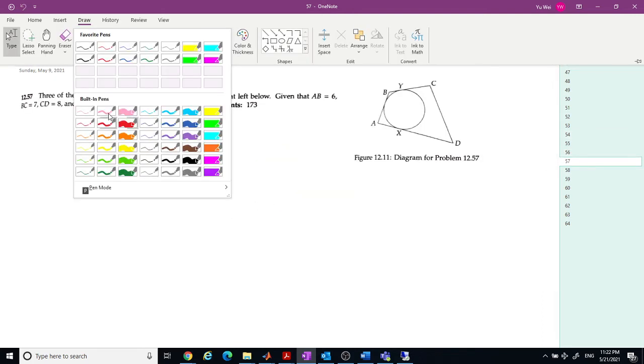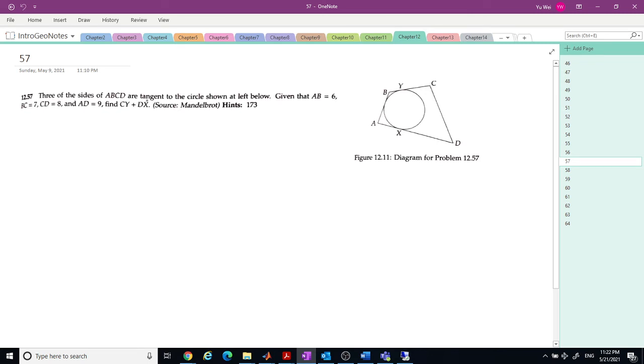Next. So this one, we have a tangent quadrilateral. Then we know AB is equal to 6, BC is equal to 7, CD is 8 and AD is 9.